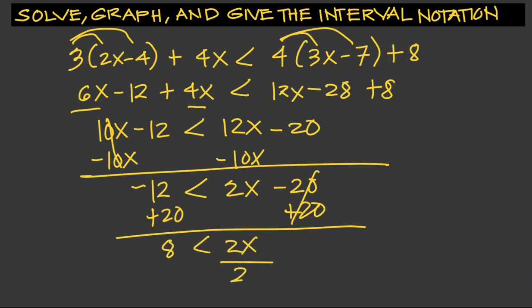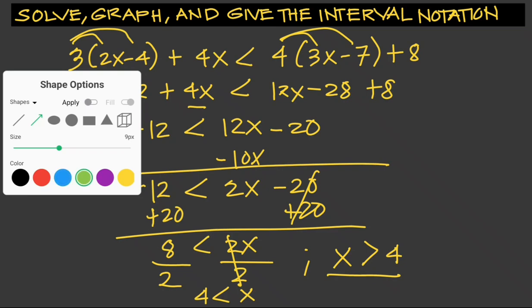Then we can divide both sides by 2. So our x is greater than 4. This is 4 less than x, so x is greater than 4. And now we can draw x greater than 4 on a number line. So let's draw our number line here.